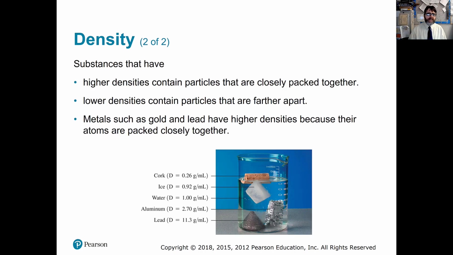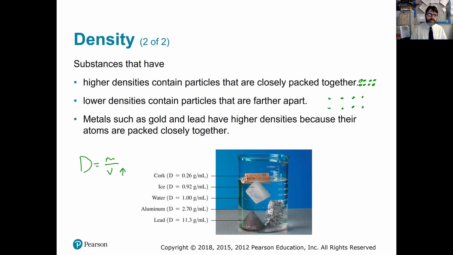As I mentioned already, things that are less dense will float on things that are more dense, and it really comes down to how closely packed together the molecules are. When you have high density, the stuff is packed together really closely. When you have lower density, the stuff is not packed as closely. There's more gaps in there, and it's that empty space that increases the volume. And by increasing the volume, since we're dividing by that, it's going to decrease the density.